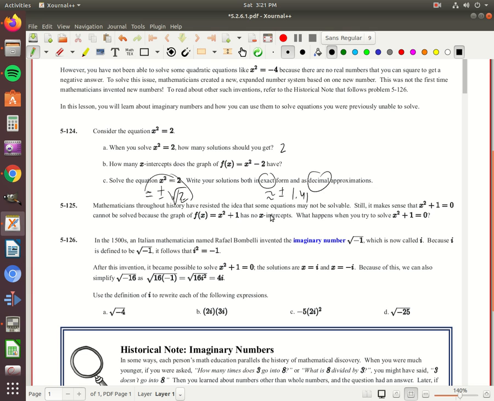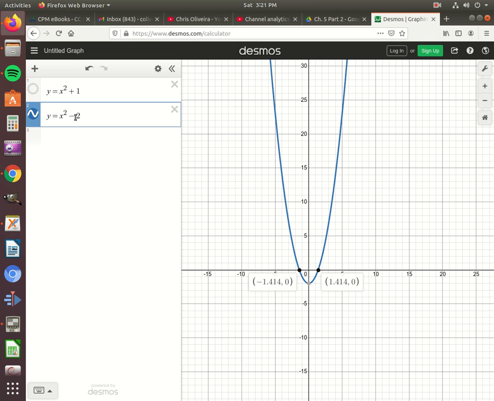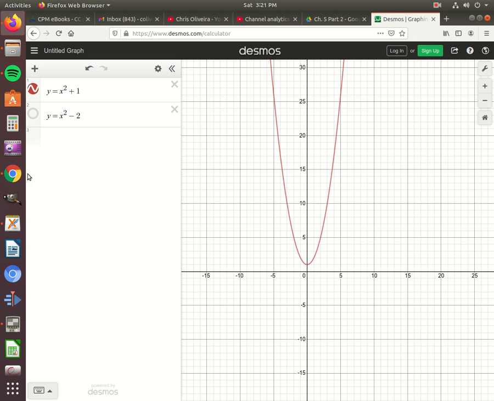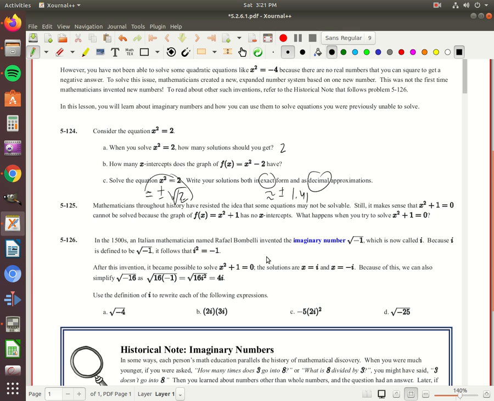Anyway, it says mathematicians throughout history have resisted the idea that some equations may not be solvable. Still, it makes sense that x squared plus 1 equals 0 can't be solved because the graph of x squared plus 1 has no x-intercepts. So let's take a look at that. You can see it doesn't cross. There's no solutions here, at least no real solutions. There's going to turn out to be imaginary solutions that they came up with.